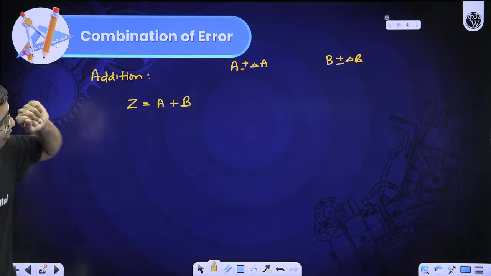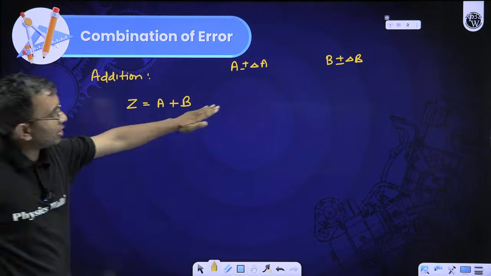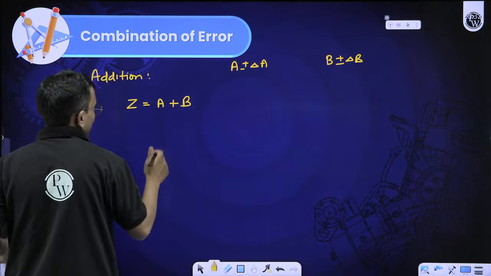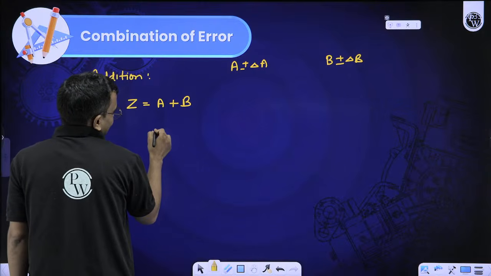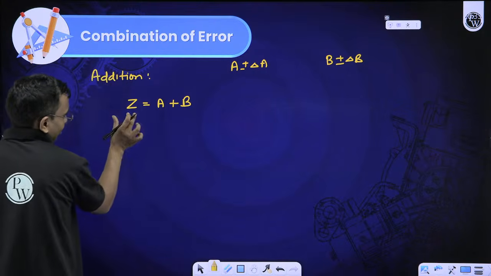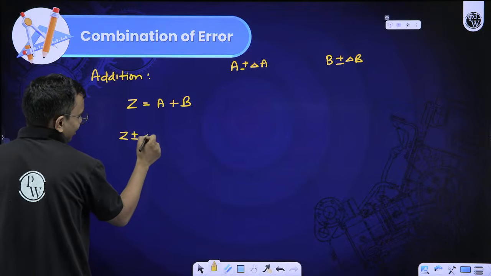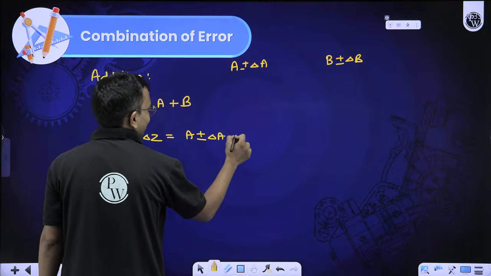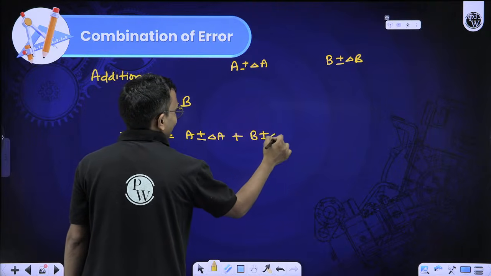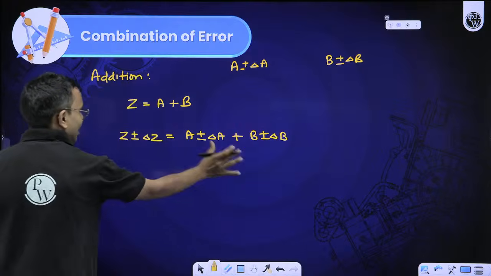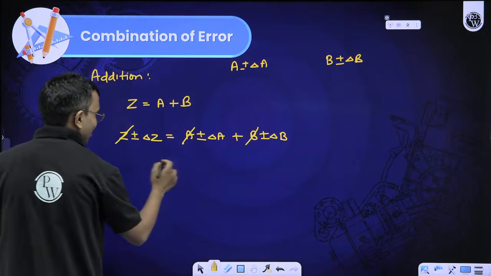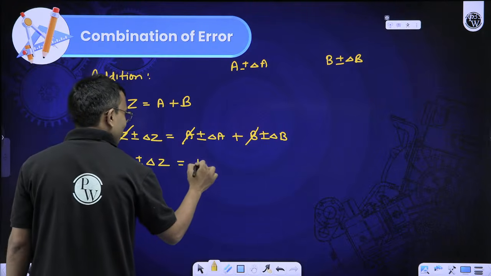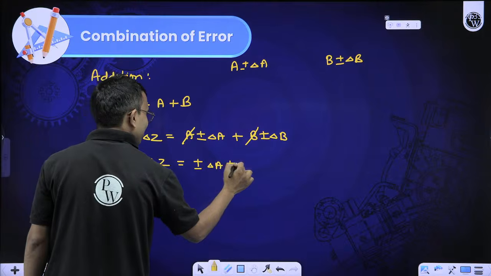Now a and b are having some error. You are finding z, which is a plus b. How much error will there be in z? So I am finding z. So I will say that my z, that is z plus minus delta z, is equal to a, that is a plus minus delta a, plus b, which is b plus minus delta b. Z is a plus b. So my error part in z, plus minus of that, is equal to plus minus error part in a plus minus error part in b.